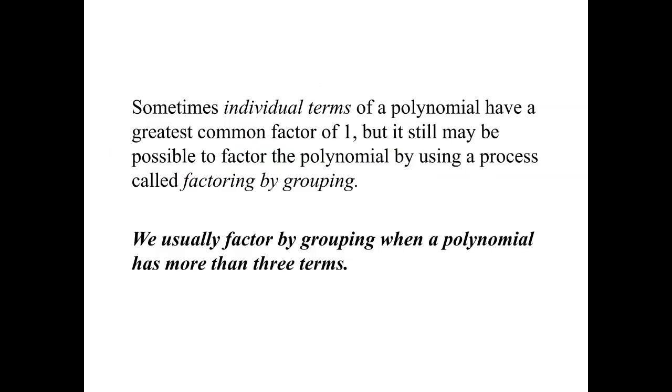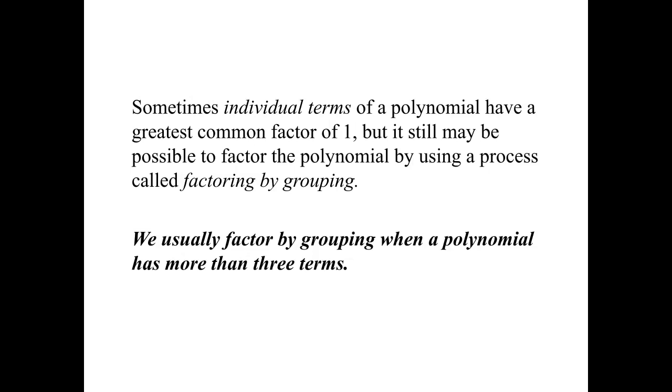So sometimes all the terms in a polynomial have a common factor of 1. That's it. And so we can't factor out a GCF among all of them. But we still can possibly factor it by using factor by grouping. And so that's where we look at half of the expression and see if each half has its own common factor.